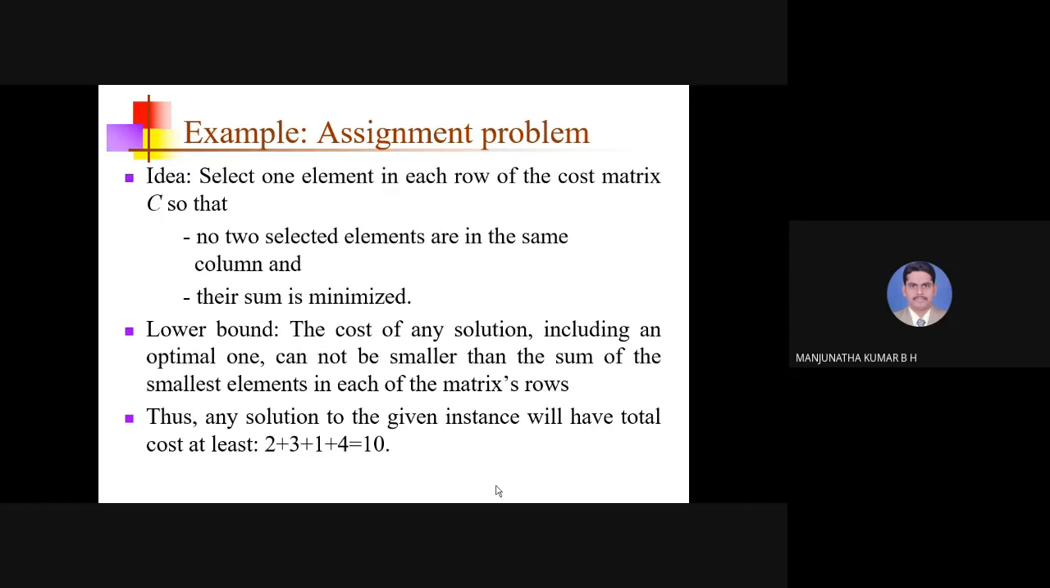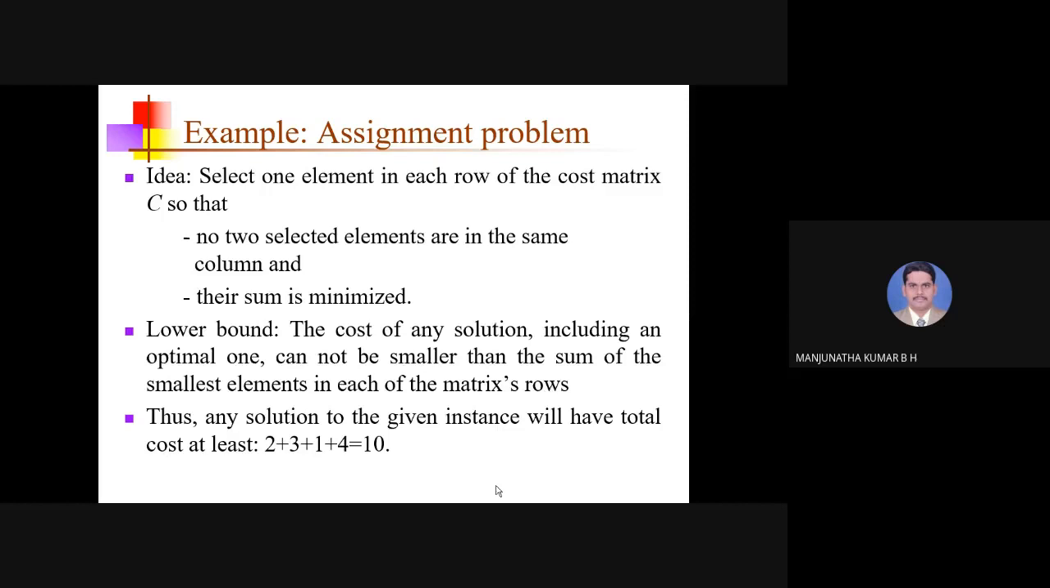In the first row, the smallest number is 2. Second row, the smallest number is 3. Third row, the smallest number is 1. And in the fourth row, the smallest number is 4. You add these numbers, you will get the sum as 10. So now 10 will be the lower bound value.